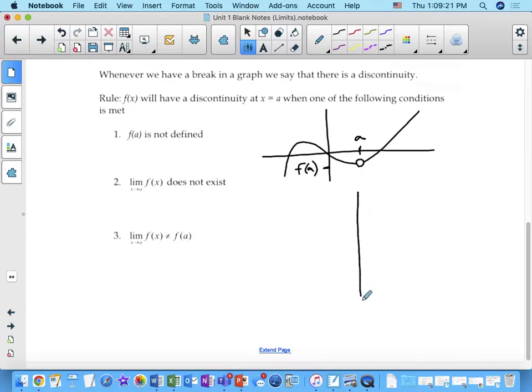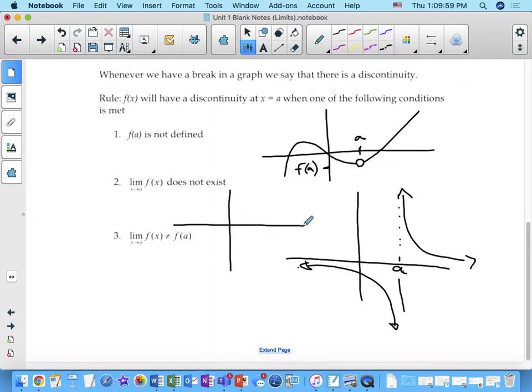So if you look at something like this, there's no limit there. Because if this is a, as the function approaches a from the left, the function's approaching negative infinity. And as you approach a from the right, the function is approaching positive infinity. Okay? So it might look like that, but it also might look like this, actually. It could also just look like this, where this is a, and you might have something like this.